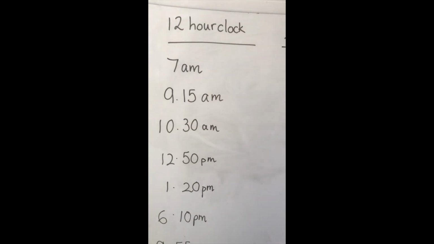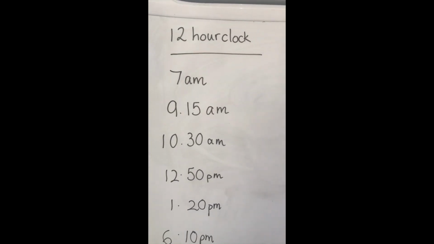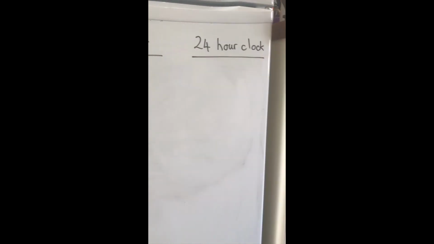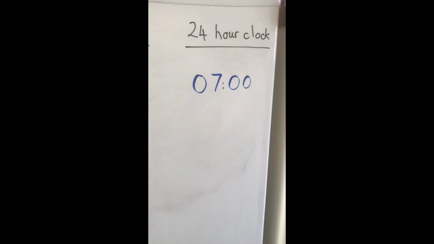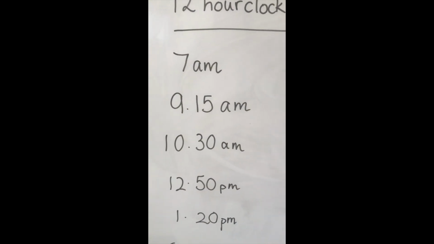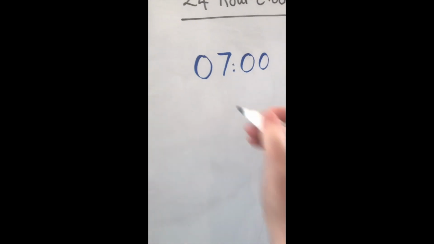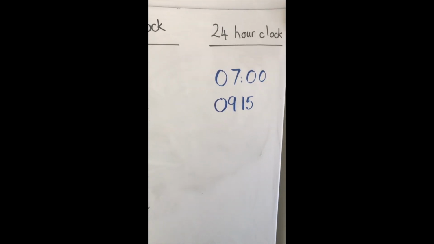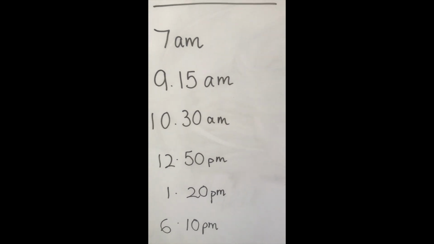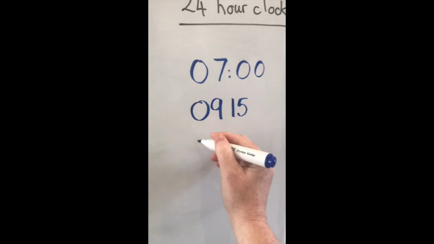Here are some 12-hour clock times. 7 o'clock in the morning, 7 a.m. In a 24-hour clock, we write that as 0700. Sometimes you might see that with 2 dots in between. 0700. 9:15 a.m., 9:15 in the morning. 9:15. 10:30 a.m., 10:30 in the morning, 10:30.